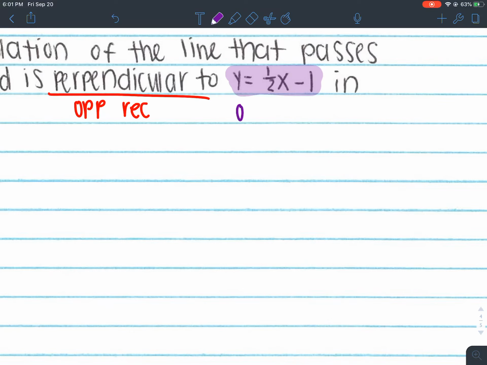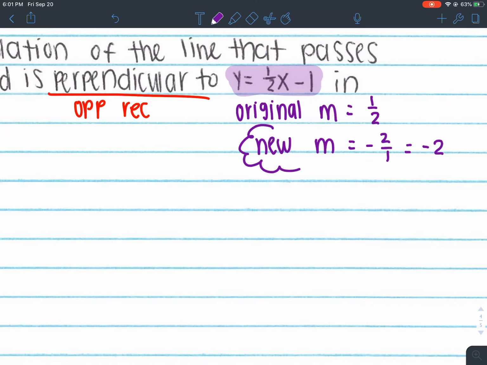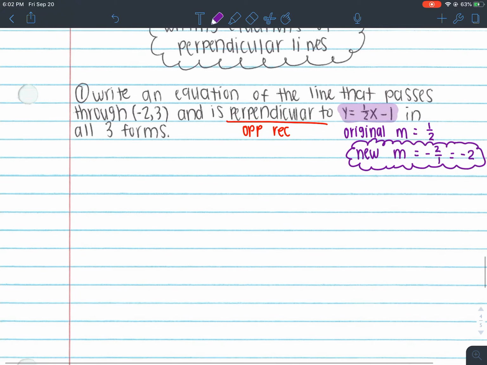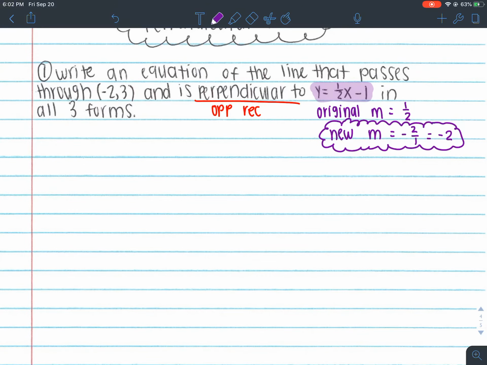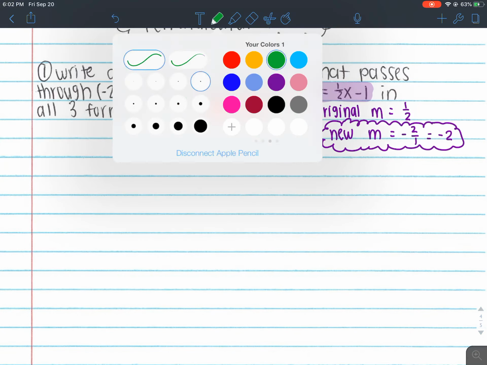Well, my slope here, the original m, is going to be 1/2. But I need my new slope because I have a perpendicular line. Perpendicular lines have opposite reciprocals. So the opposite of a positive 1/2 would be a negative number. And then instead of 1/2, now I have 2 over 1. I flip it, which is the same thing as negative 2. This is the one I want to use. So I don't even care about my original anymore. I just care about the new slope. My new slope is negative 2. Do not use the old one. It is the most common mistake people make.